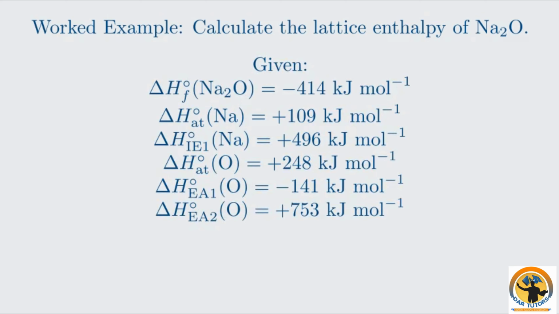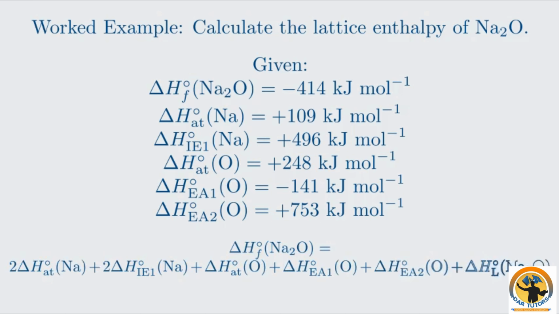Now let's write out the full Hess's law equation for this cycle. It's the sum of formation enthalpy and lattice enthalpy equals the sum of 2 times sodium atomization, 2 times sodium ionization, oxygen atomization, 2 electron affinities for oxygen, and the lattice enthalpy.